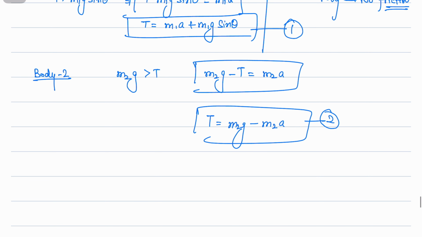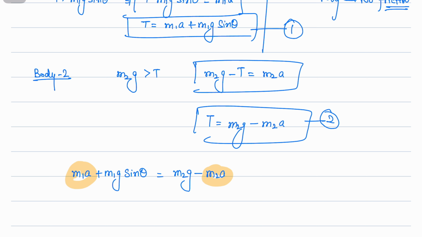So place the value of tension. Can I say M1A plus M1G sine theta equals M2G minus M2A? So what you need to make, same steps: A on one side and G on the other side.